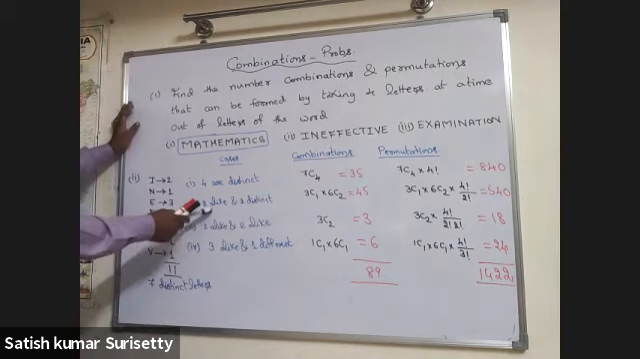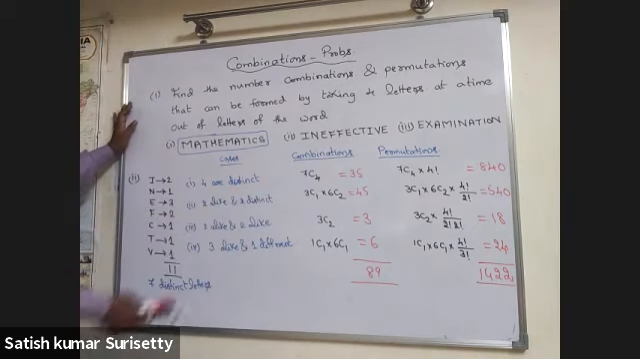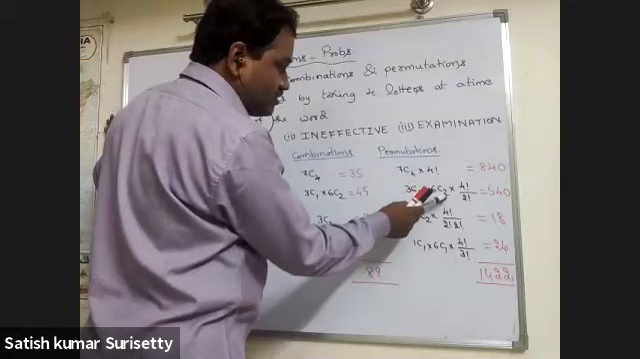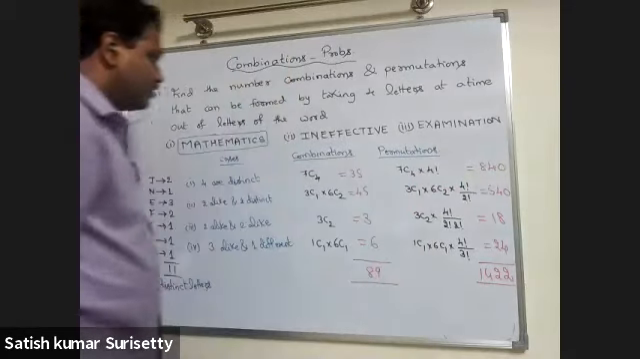Now after the selection of 2 alike, now 2 distinct. That means 2 distinct has to come from 6 distinct letters, that is 6C2. Now the arrangement will be 3C1 into 6C2 into 4 factorial upon 2 factorial.